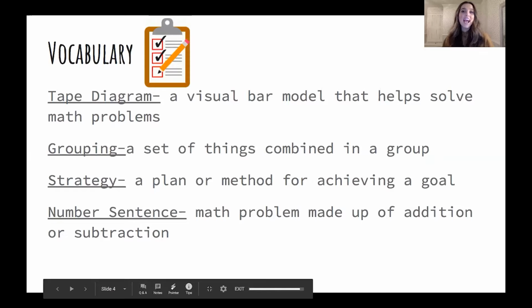All right, so the next term I would like to go over is strategy. Strategy is a plan or method for achieving the goal.